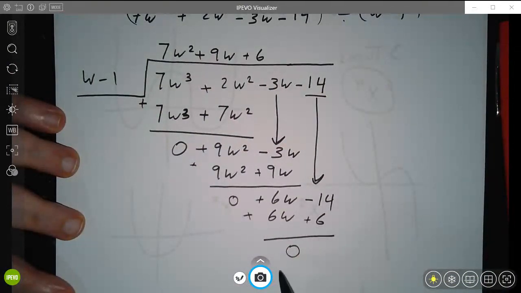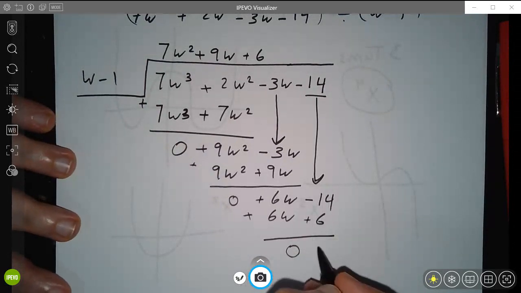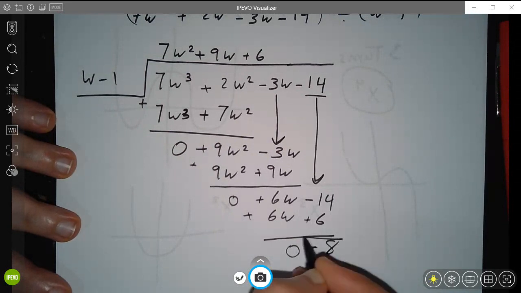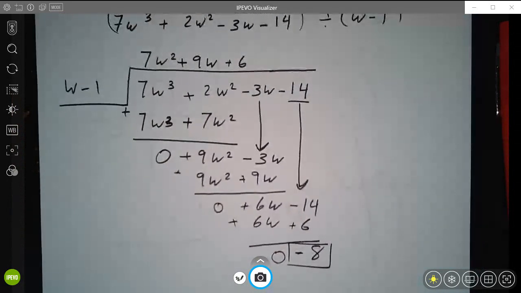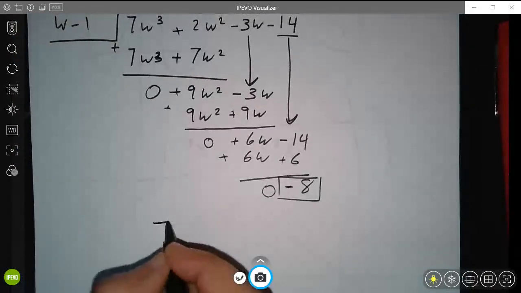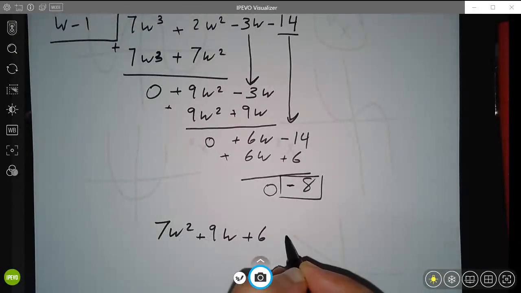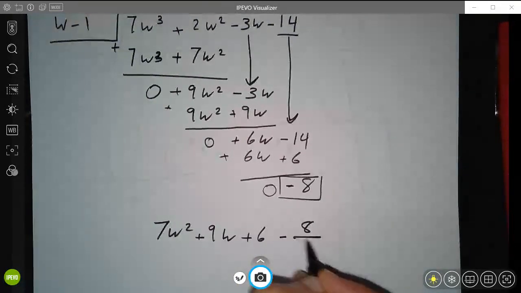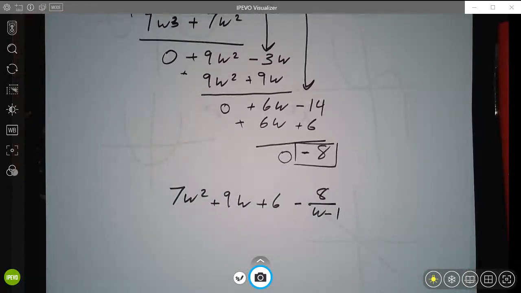The 14 is negative, 6 is positive. The difference would be negative 8. That's your remainder. So if I ask you to give me the final answer of this function, what are you going to say? This right here, this is the solution. So it's 7w squared plus 9w plus 6 minus 8 over w minus 1, because we technically didn't divide that by anything yet. Make sense? That's your answer.